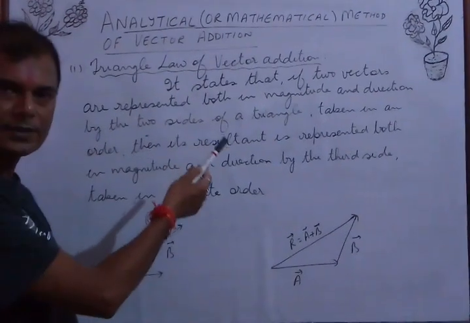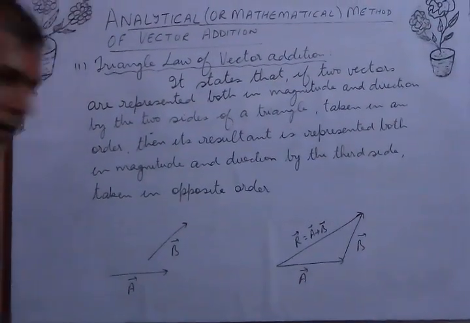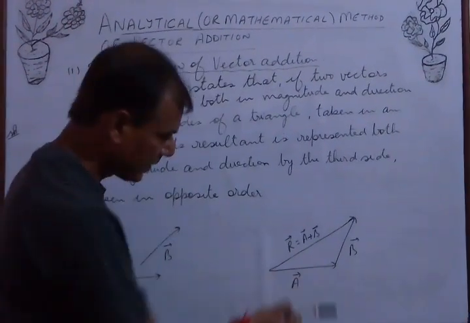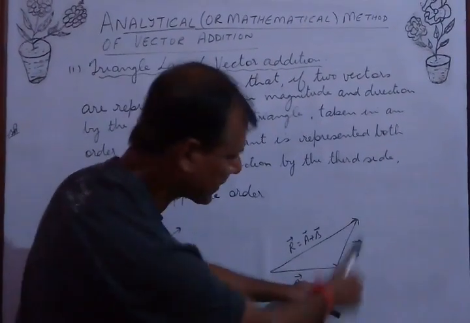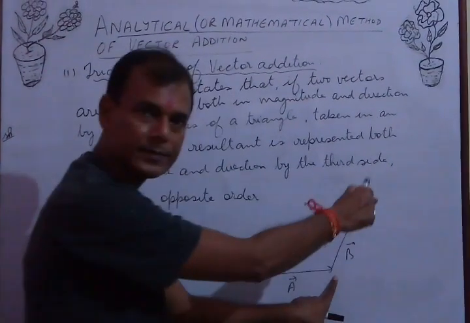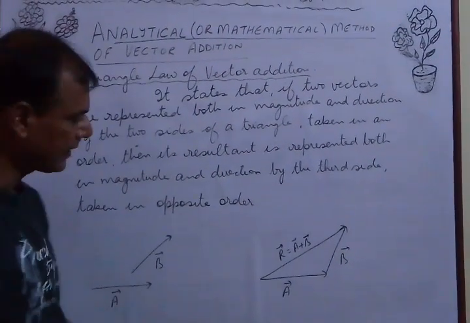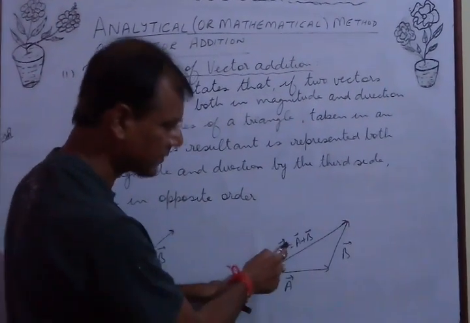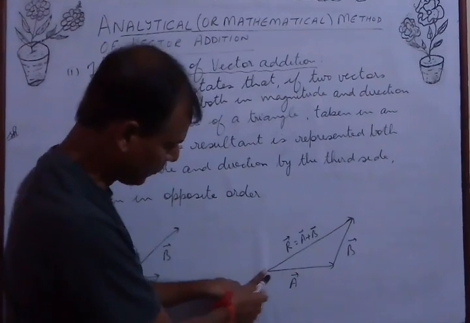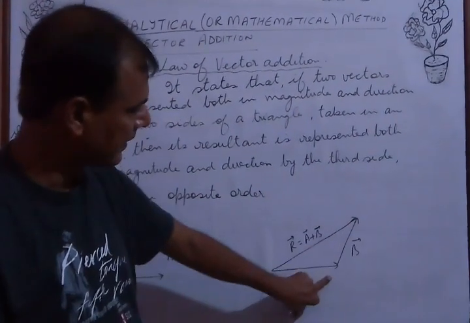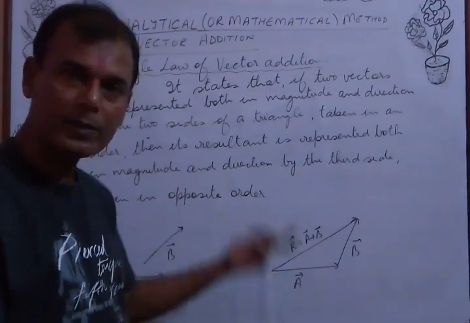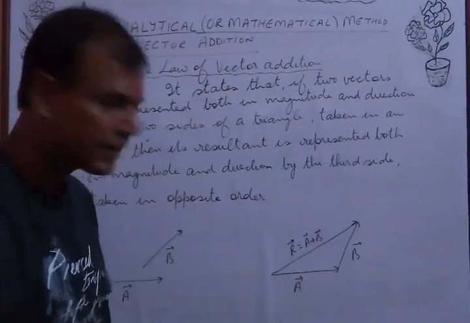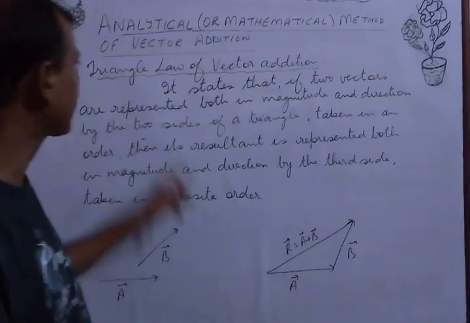This is the triangle of vector addition. I am explaining it here. If there are two vectors A and B, I have drawn the first vector A, then from the tip of vector A I have drawn vector B. So this means taken in an order. Now the third side of the triangle, this side, taken in opposite order, that means from this to this, gives the resultant of A plus B. If two sides of a triangle represent two vectors both in magnitude and direction, then the third side taken in opposite order gives their sum, that is, the resultant. This is your triangle of vector addition.